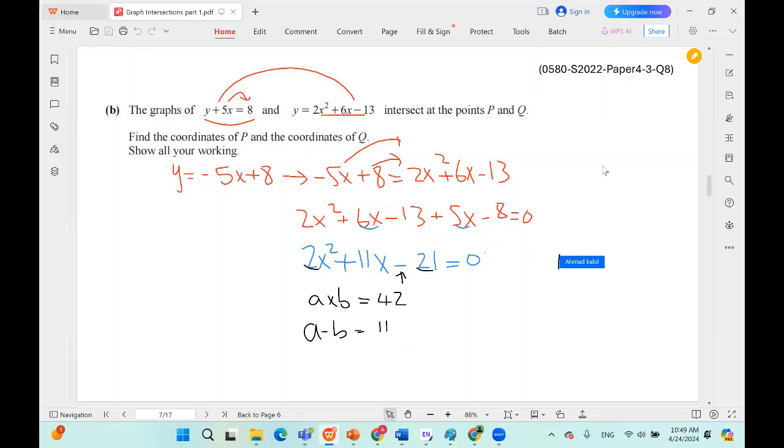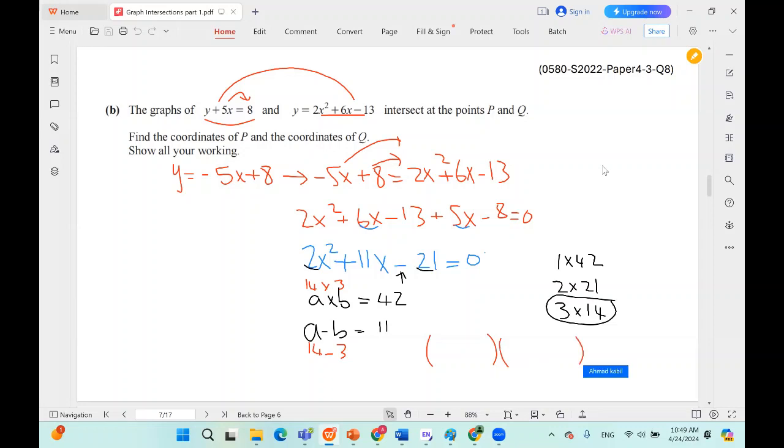So 1 times 42, or 2 times 21, or 3 times 14. Of course, 3 times 14 would be the correct answer here because the difference between them is 11. So 14 minus 3 is equal to 11, and 14 times 3 is equal to 42. So therefore, I'm going to write two brackets.